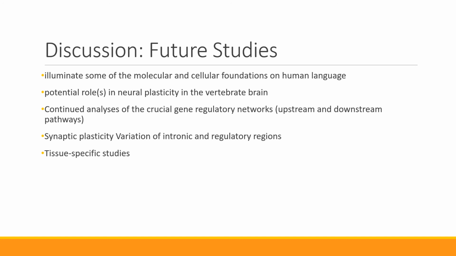Another future study could be the continued analysis of gene regulatory networks, such as upstream and downstream pathways. And another discussion for future studies could be the synaptic plasticity variation of intronic and regulatory regions as defined in many of the studies, and also tissue-specific studies, because the foxp2 gene is not limited to just the brain.